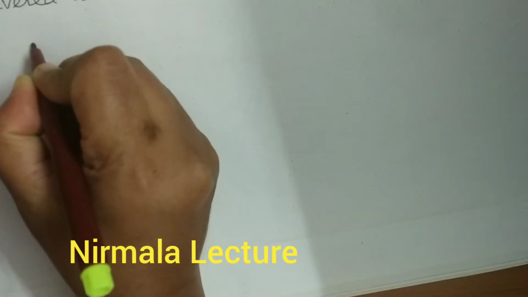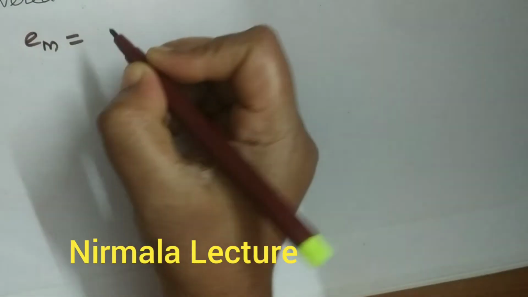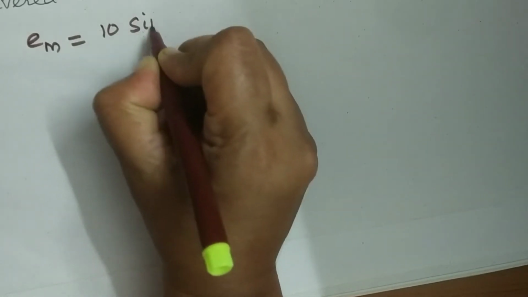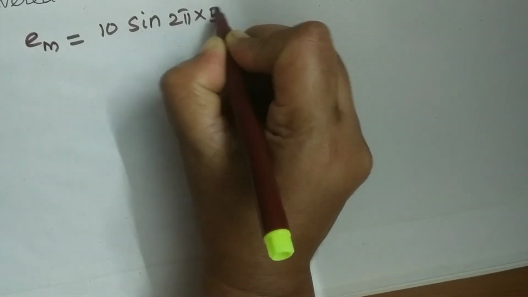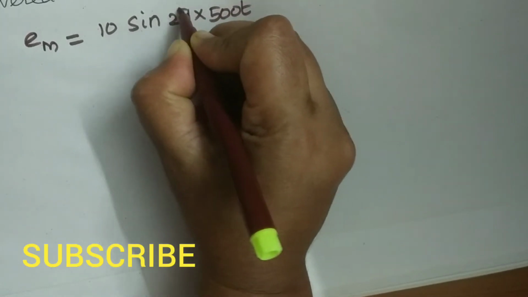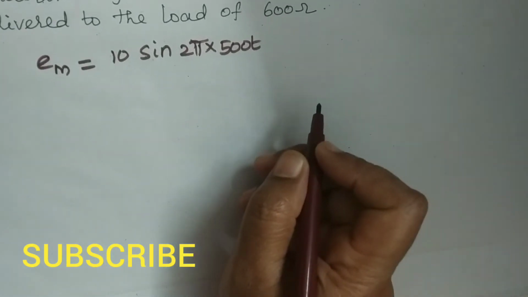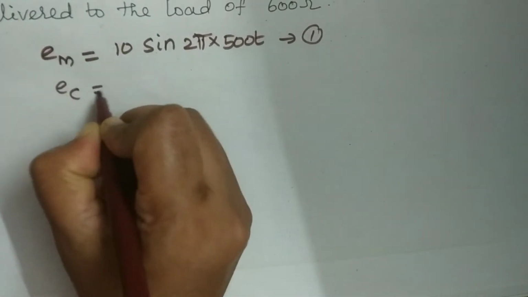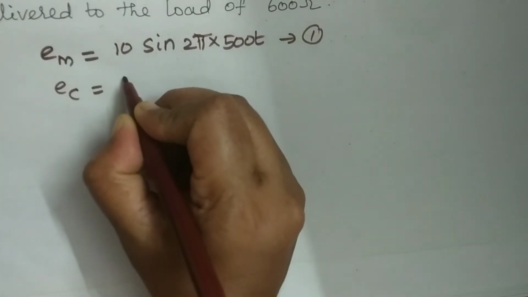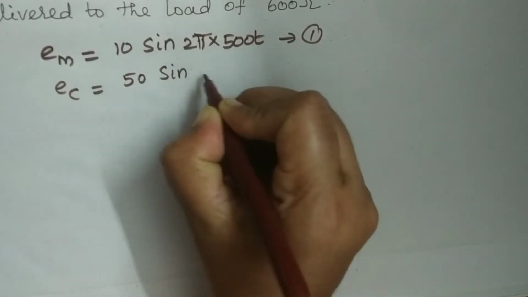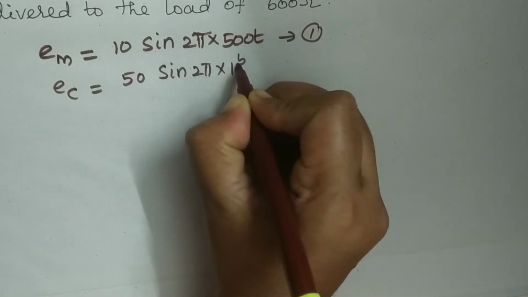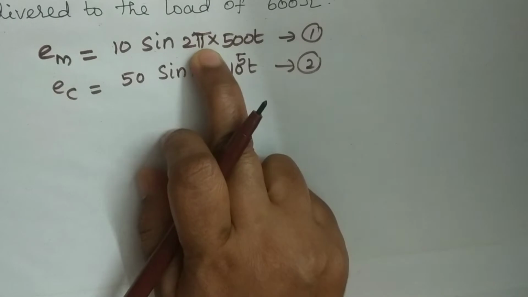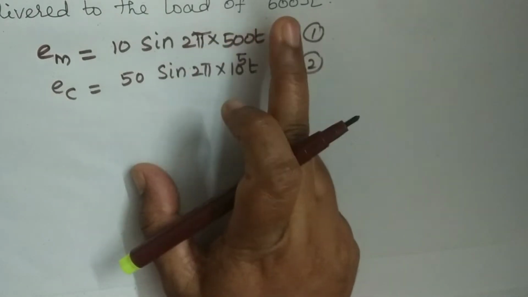Write the given values. Em is given in the problem: Em is 10 sin(2π × 500t). Then the carrier signal is given: it is 50 sin(2π × 10^5 t). This is the carrier signal and this is the modulating signal, so this is given in the problem.